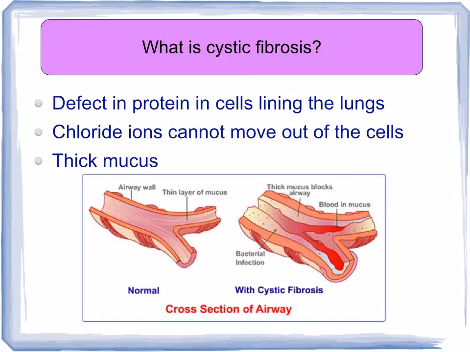Something that ties in quite nicely with facilitated diffusion is cystic fibrosis. Now, in the cells lining your lungs, you've got these proteins that transport chloride ions. And if this protein's not working properly, so there's a defect in the protein in the cells lining the lungs, the chloride ions cannot move out of the cells. So what happens is you get thick mucus accumulating within the lungs, and because this thick mucus is nutrient rich, bacteria is able to grow in there.